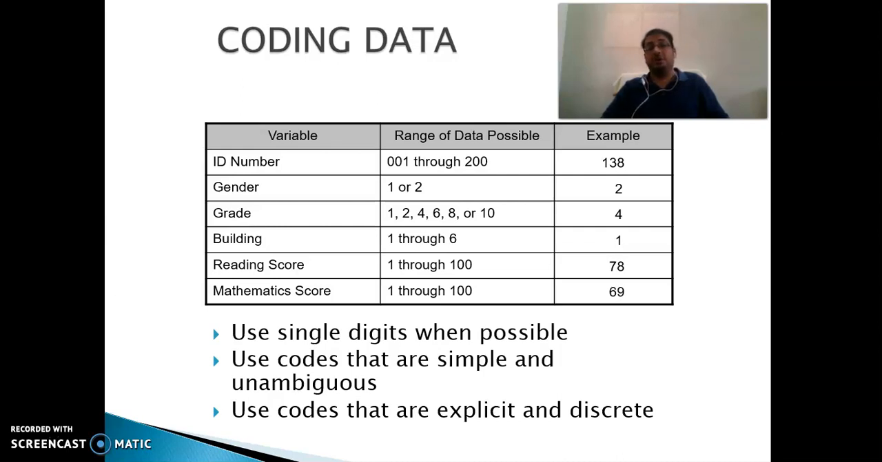For the grade point, if you use 6 grade points, 1, 2, 4, 6, 10, you can range them accordingly. Then building, you can score 1 to 6. Then reading score, 1 to 100. Then mathematics score, 1 to 100. You can use a single digit when possible. Use codes that are simple and unambiguous, so it is clear and easily understood, readable. Then use codes that are explicit and discrete.